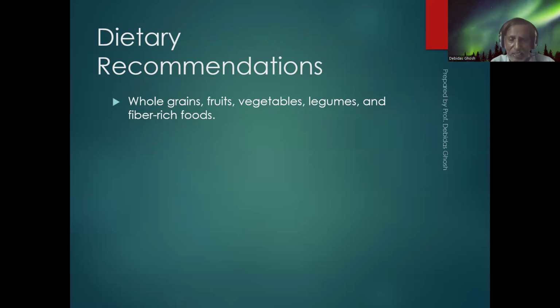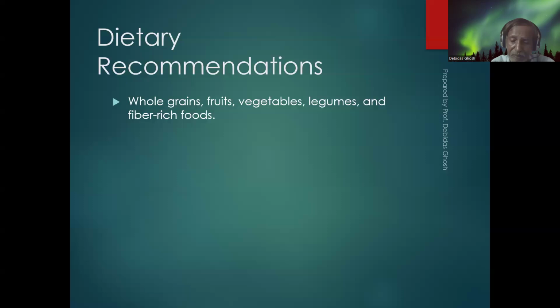Similarly, the whole grains, whole fruits, not the fruit juice, total vegetables, legumes, fiber-rich food, we must include. Dietary fiber-rich food is one of the best items for dietary management of diabetes, because this dietary fiber is not digested in our GI tract, but it gives satiety and therefore it controls the food consumption rate.